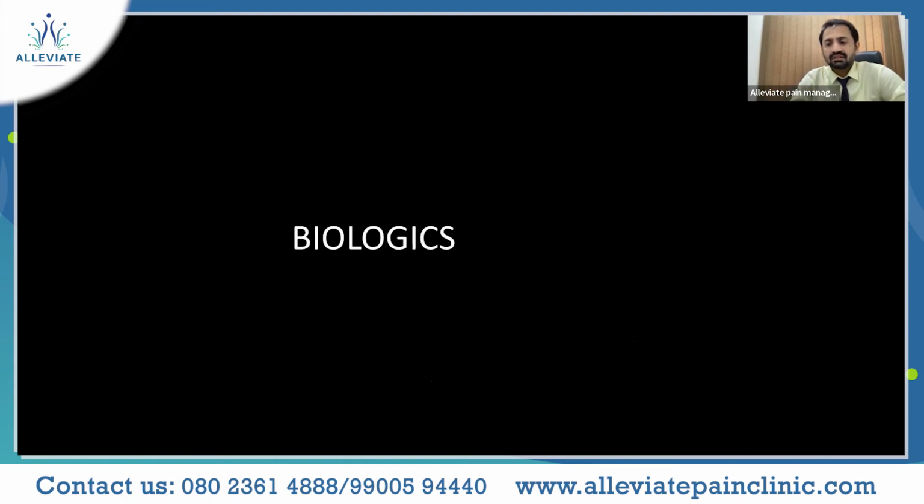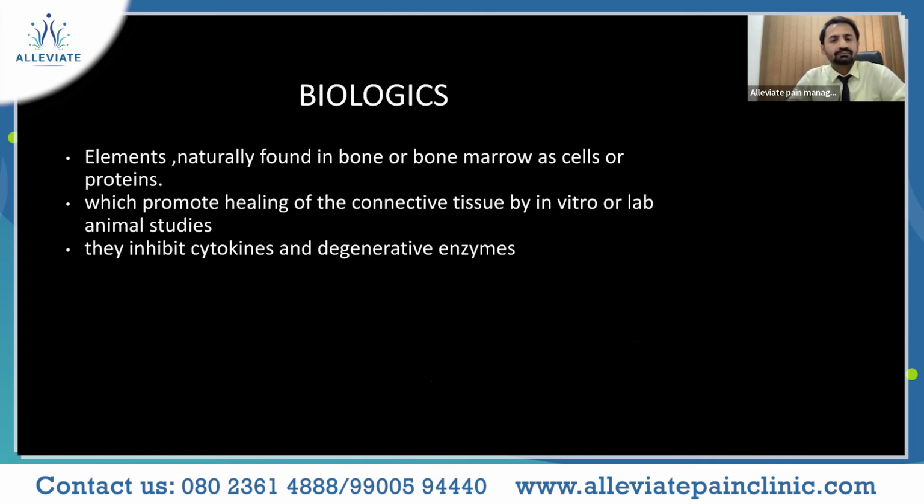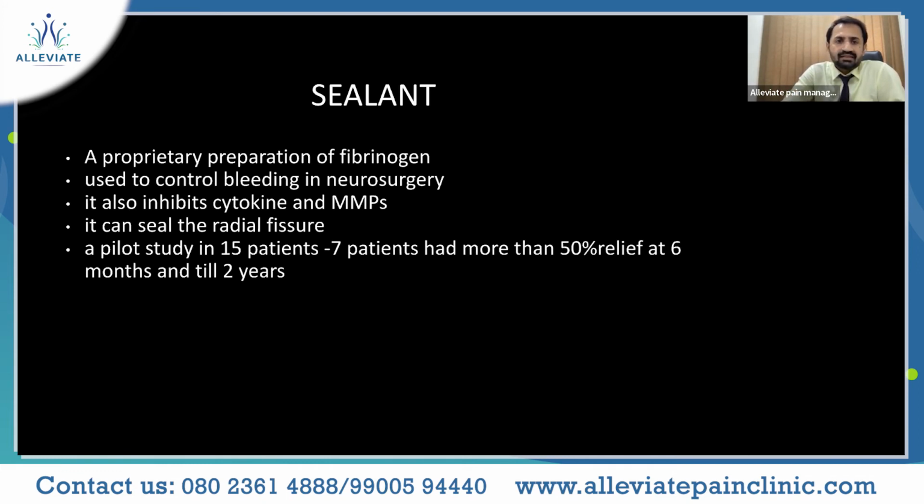Coming to biologics, something which again are used. These are elements naturally found in bone or bone marrow as cells or proteins which promote healing of connective tissue by in vitro or lab animal studies. They inhibit cytokines and degenerative enzymes. Sealant is a proprietary preparation of fibrinogen used in neurosurgery for controlling bleeding. It also inhibits cytokines and metalloproteinases. It can seal the radial fissure.